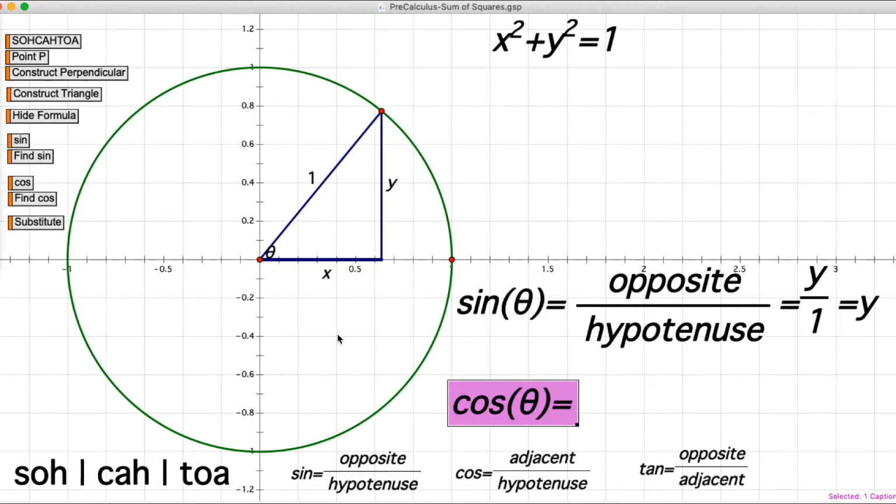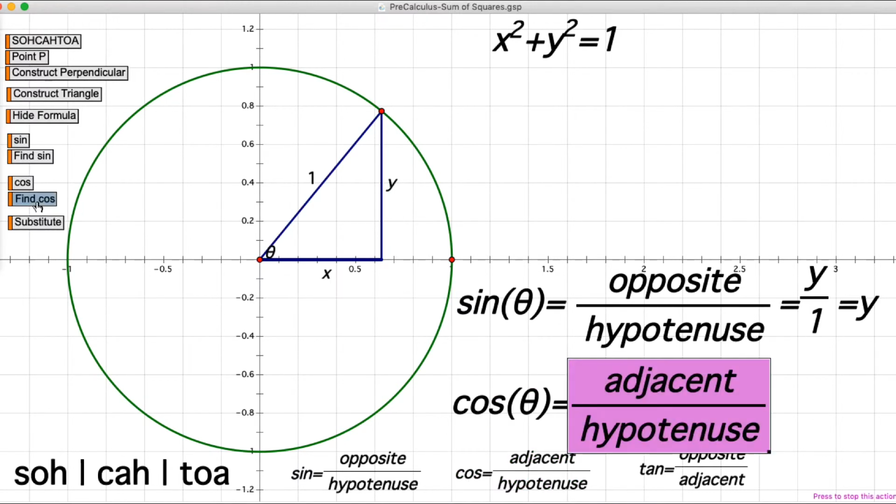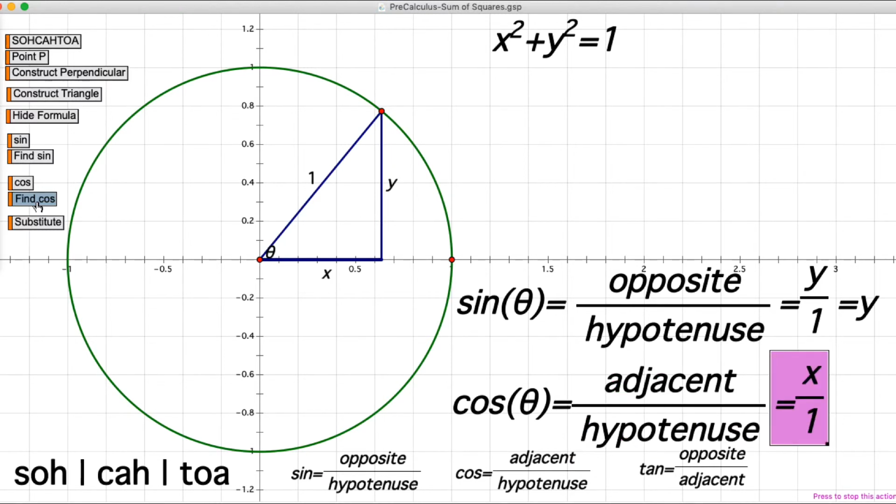Similarly, if I was looking at the cosine of theta and using the definition of cosine, which says adjacent over hypotenuse, we would look at our angle and say, what is adjacent? Which leg of the triangle is adjacent? It's not this, because this is the hypotenuse. So it would be x. Therefore, cosine is adjacent over hypotenuse, which would be x over 1, which simplifies to x.